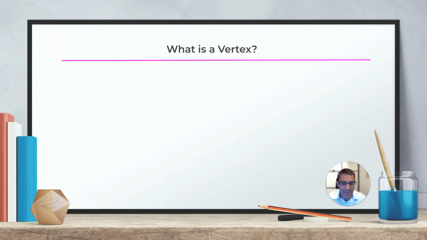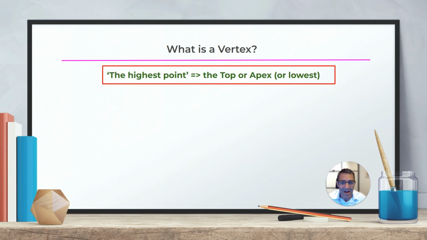What is the vertex of a curve or quadratic equation? Simply put, it's the highest point or maximum. It can also be the minimum. It's the top of the mountain or the apex. Think about geometrical shapes and vertices. Vertices are the edges, and so this is what we're looking at here.